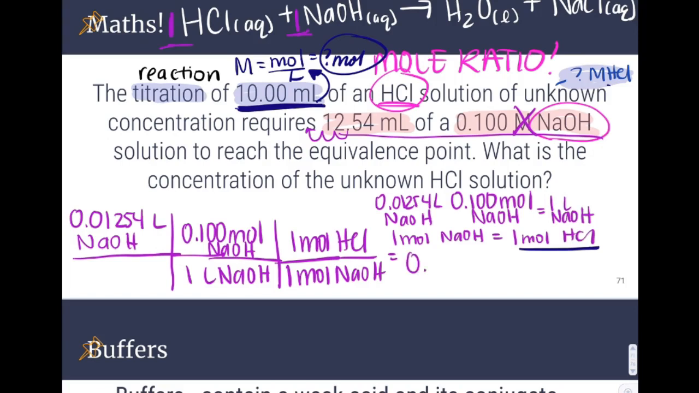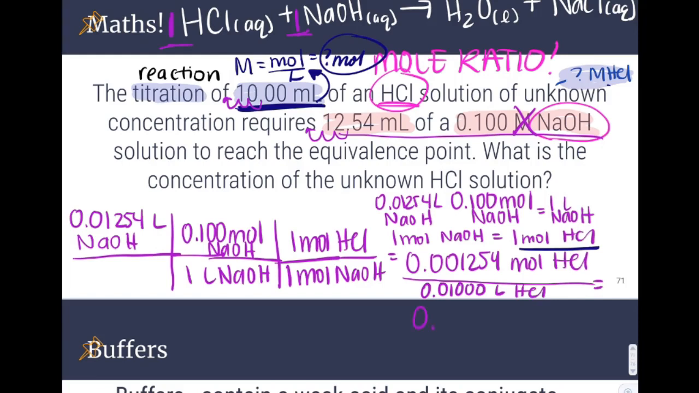And you get 0.00124 mole of HCl. Now in order to find molarity, I need moles divided by liters. So what are my liters of hydrochloric acid? Well, if you do my trick again, 1, 2, 3, you get 0.01000 liters of HCl.